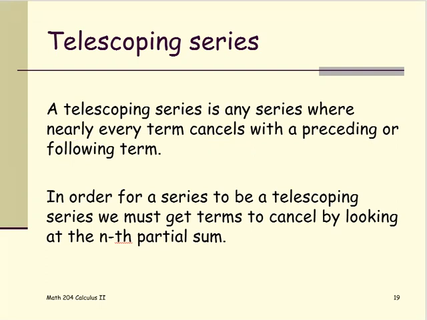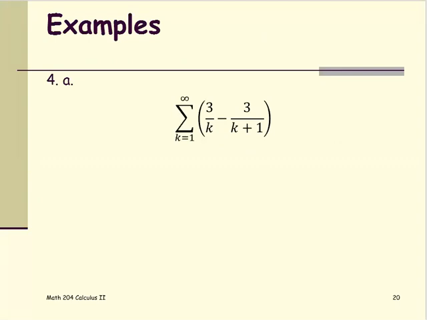Telescoping series. A telescoping series is any series where nearly every term cancels with the preceding or the following terms. In order for a series to be telescoping, we must get terms to cancel by looking at the n partial sum. For example, the first one here, the summation of 3 over k minus 3 over k plus 1, where k starts from 1 to infinity.